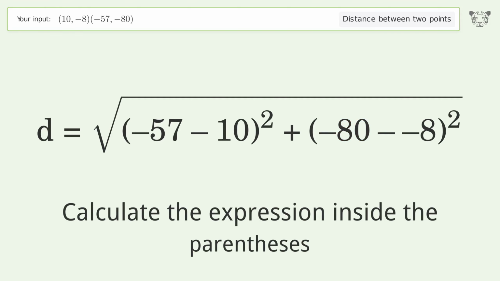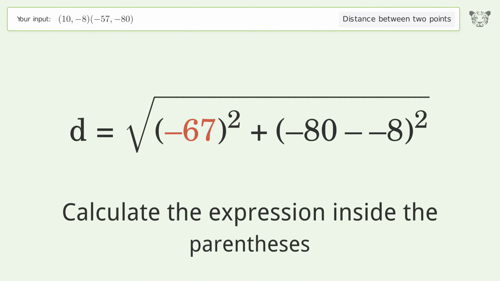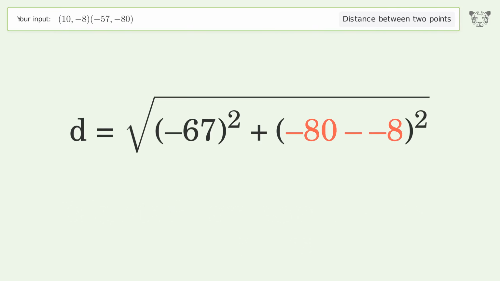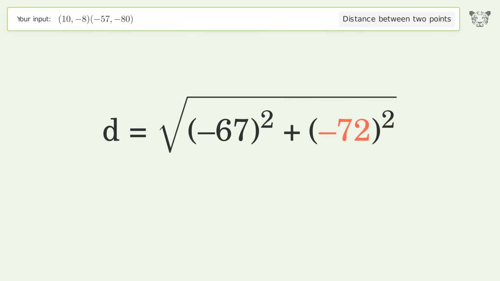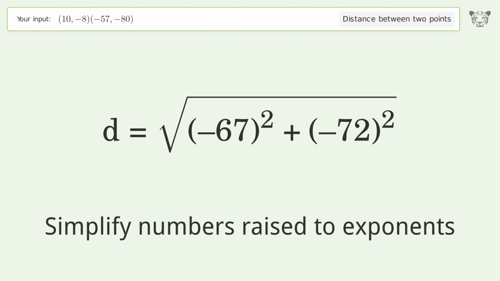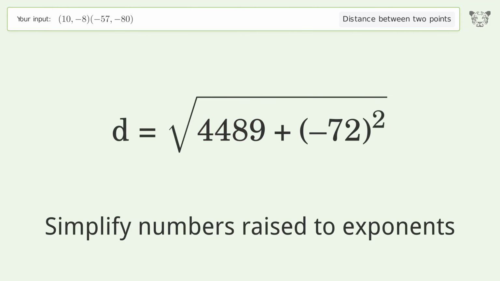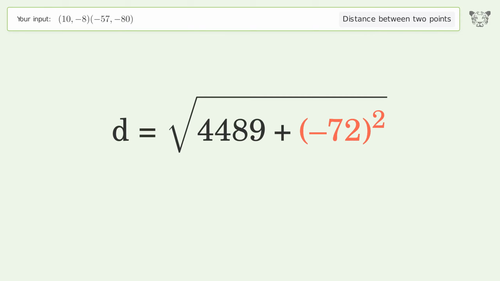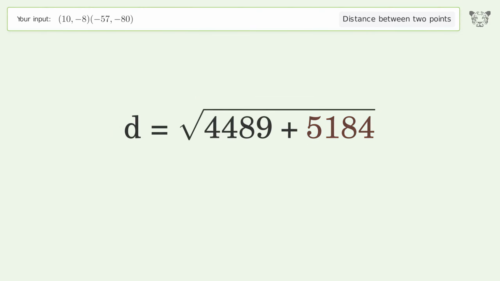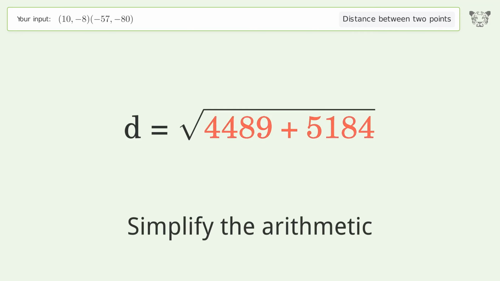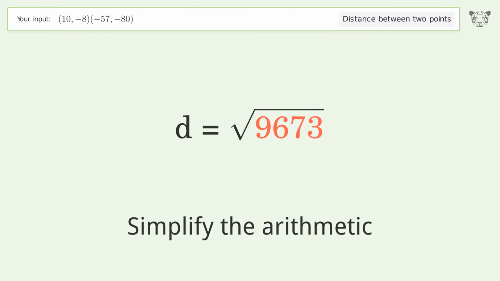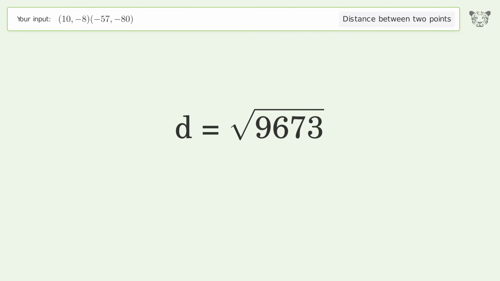Calculate the expression inside the parentheses. Simplify numbers raised to exponents. Simplify the arithmetic. And so the distance between the 2 points is the square root of 9,673 or 98.351.